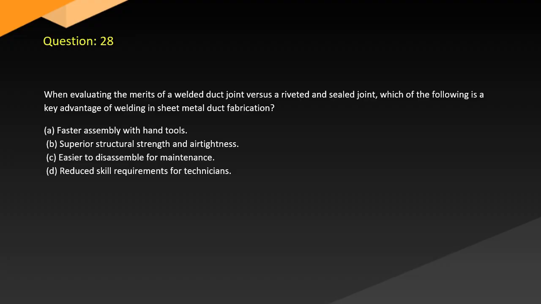Question 28. When evaluating the merits of a welded duct joint versus a riveted and sealed joint, which of the following is a key advantage of welding in sheet metal duct fabrication? A, faster assembly with hand tools. B, superior structural strength and airtightness. C, easier to disassemble for maintenance. D, reduced skill requirements for technicians.